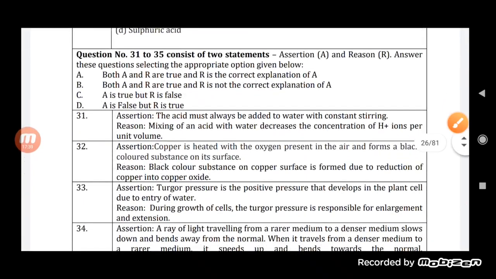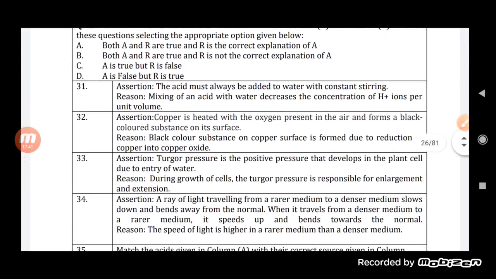Now see here, now it is the question from assertion and reason. So acid must always be added to water with constant stirring. So acid must be added to the water, that is the correct one, because you know that if water is added to the acid, that will produce a huge amount of heat energy.